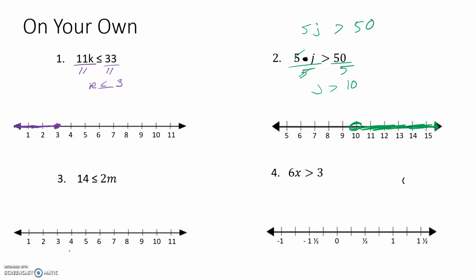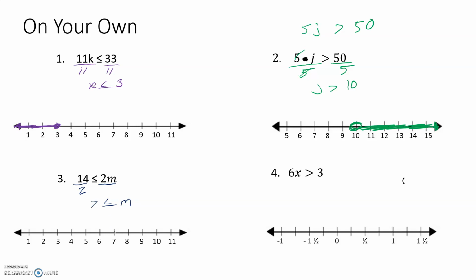All right, 14 is less than or equal to 2m. The variable's on the other side of the inequality, but that's okay. It's the same steps you just follow. It's the same thing as 2m is greater than or equal to 14, it's just on the other side. So I'm going to divide both sides by 2, and I'm left with 7 is greater than or equal to m. All right, so I'm going to find 7 first.